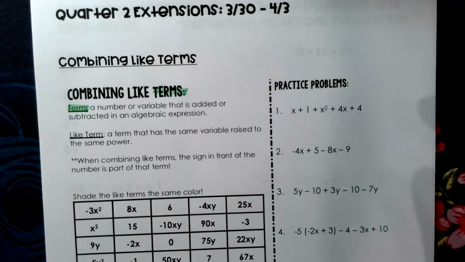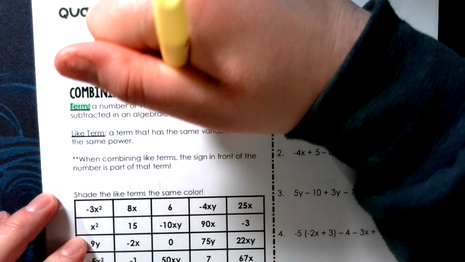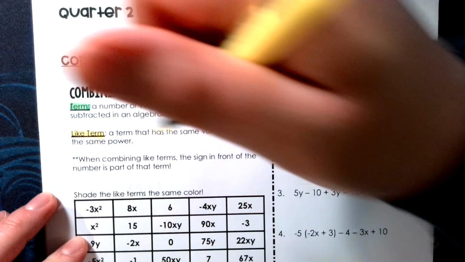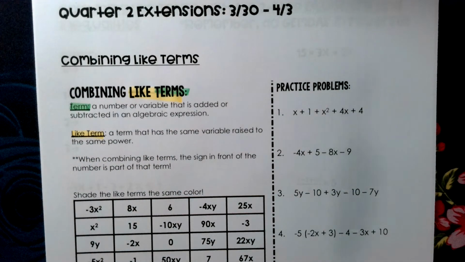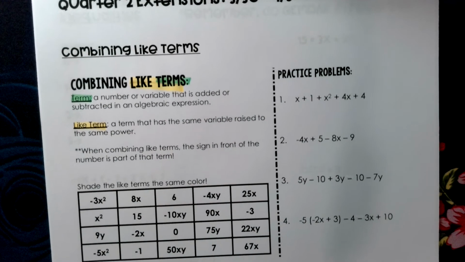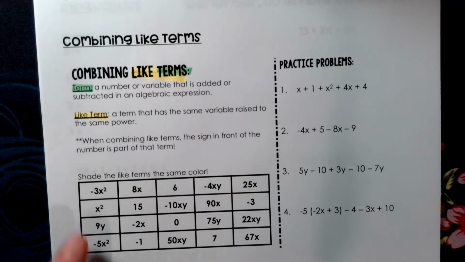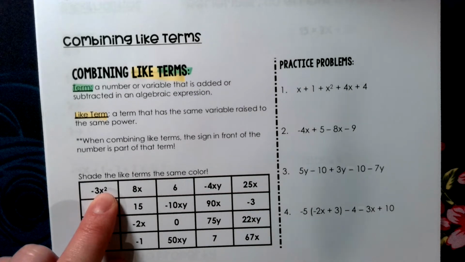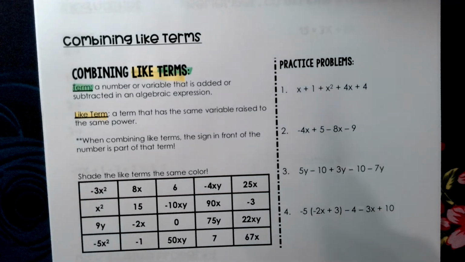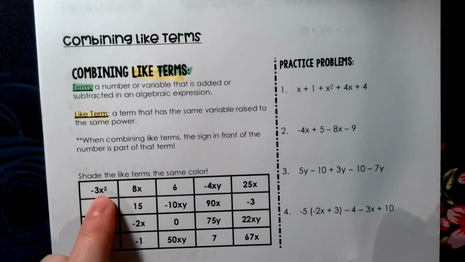So that's just the word terms, but then there's also the phrase like terms. Like terms are terms that have the same variable raised to the same power. For example, if we come down here, I have negative 3x to the second power. This term can only be combined with things that have that x squared, that x to the second power. And that's what they want us to do down here.